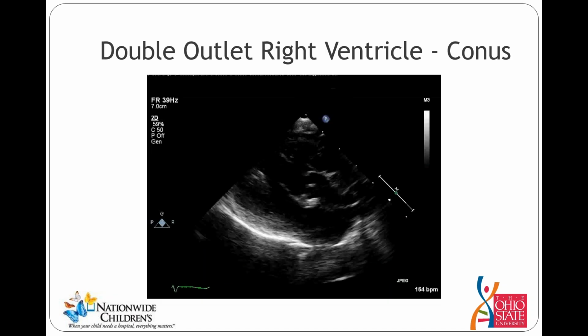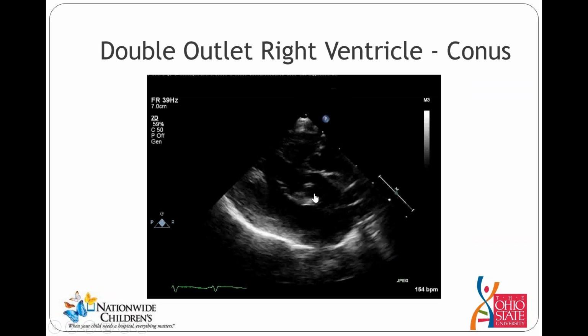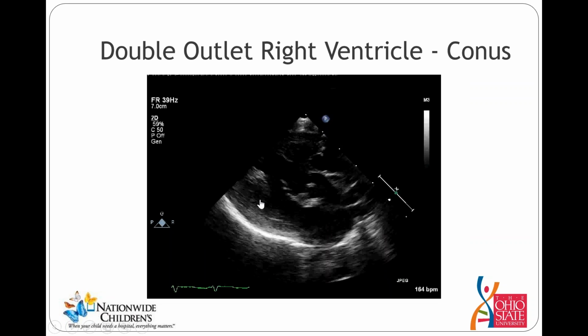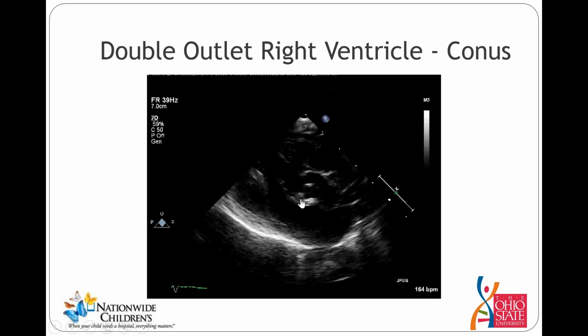This is a double outlet right patient, and you see that echo bright lump here, kind of between the aortic valve and the mitral valve. And so this is an example of conal tissue. So this would be a double outlet right ventricle patient and not a tetralogy.